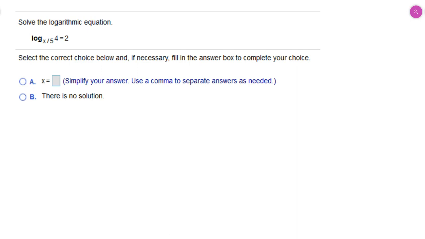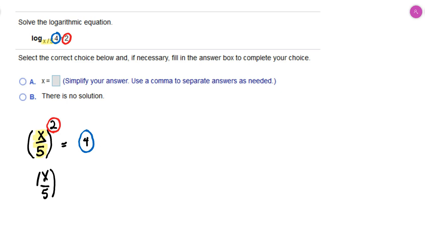To convert it to an exponential equation, I need the base of the log. The base of the log is going to be the base of the exponential. Then the log always equals the exponent, so this value of 2 will be the exponent. And then what's inside the log is what the exponential equals. So that's going to equal 4. That gives me my equation, x over 5 squared equals 4. I can simplify by applying the exponent. That's x squared over 25 equals 4.